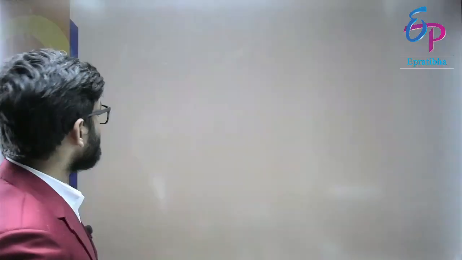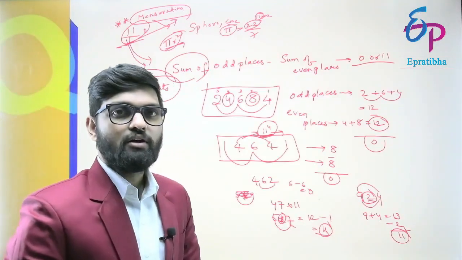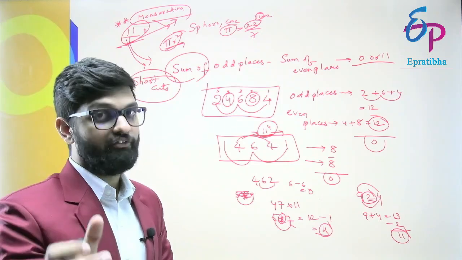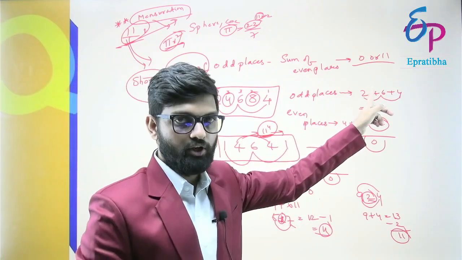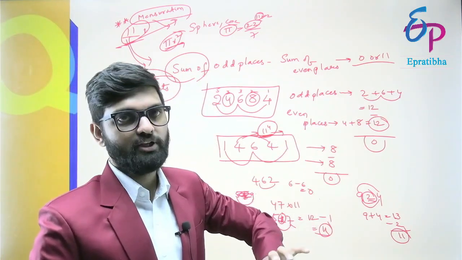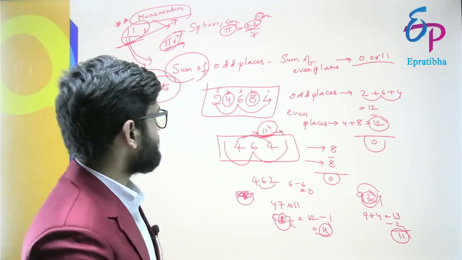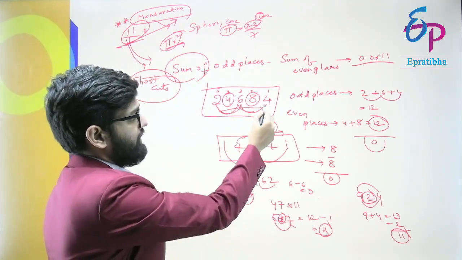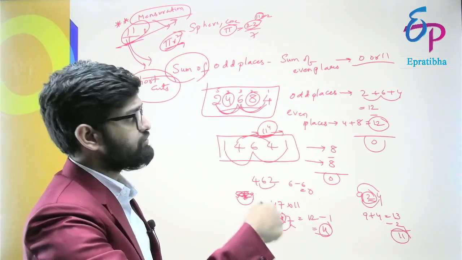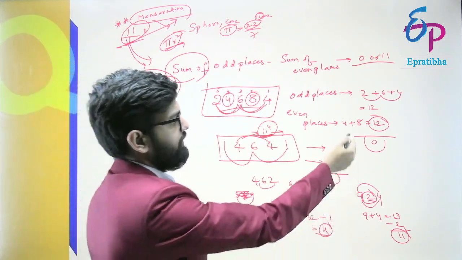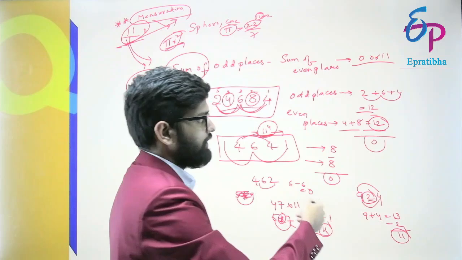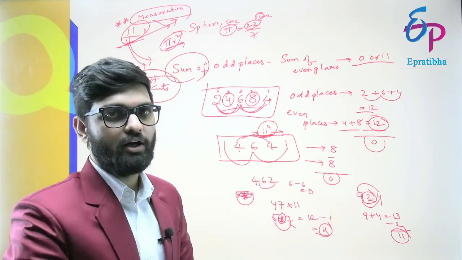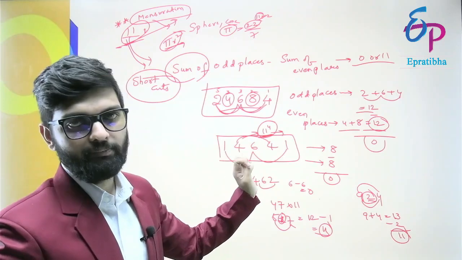How can you tell whether a number is divisible by 11 or not? Take the sum of digits at odd places minus the sum of digits at even places. If that difference is 0 or 11, the number is divisible by 11. If you take one example, 2, 4, 6, 8, 4: the odd places, every alternate number, 2 plus 6 plus 4 is 12, and here 4 plus 8 is also 12. So 12 minus 12 is 0. If it is either 0 or 11, then the number is divisible by 11.